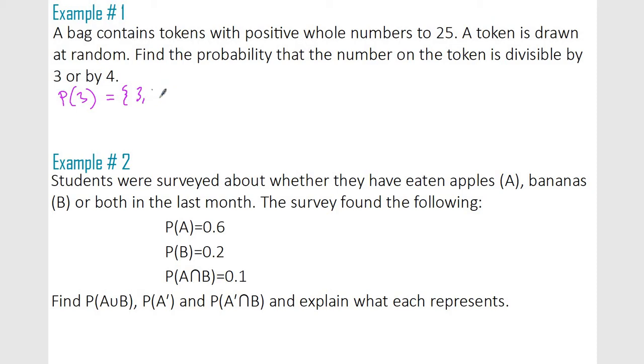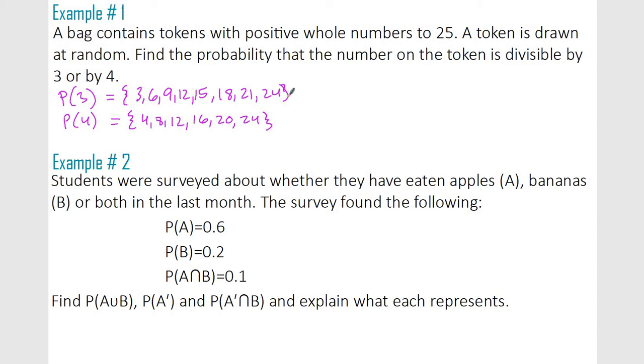3, I'm going to write this all out. 6, 9, 12, 15. That's a rough looking 15. All right, 18, 21, and 24. The probability of a 4 rolling is the set of numbers 4, 8, 12, 16, 20, and 24.